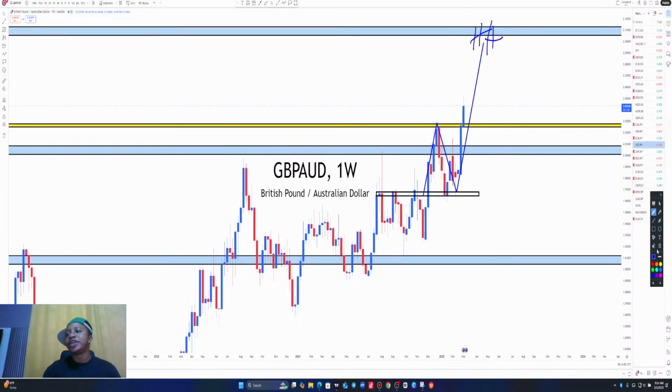So GBPAUD on the weekly time frame, it is also very clear that we are moving to the upside because price is also trading above the weekly resistance level. So we are looking for the entry above the weekly resistance level to head all the way to the next monthly resistance level. It's as simple as that. Now, how are we going to pick the entry? Let's take it again to the daily time frame for more understanding.